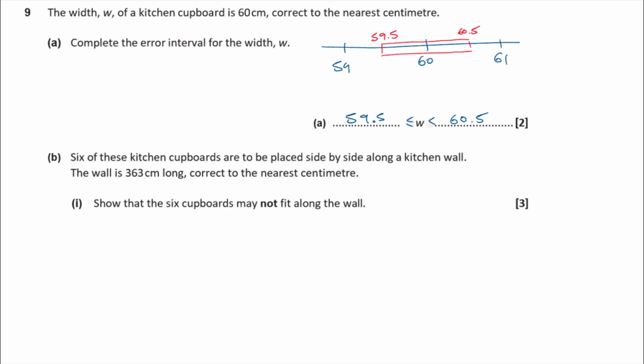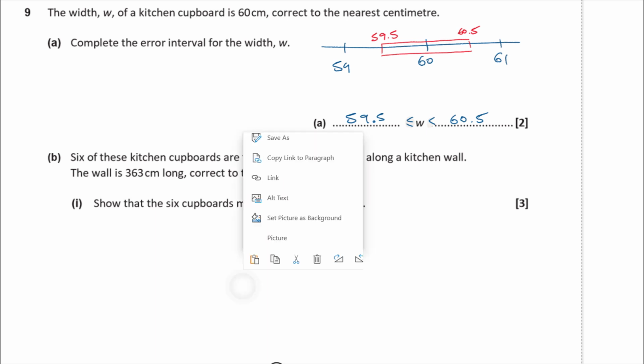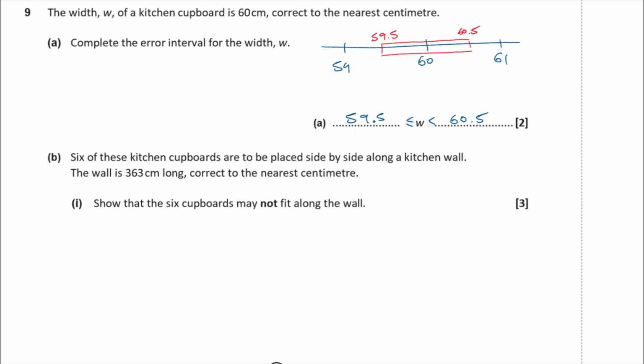Right, 6 of these kitchen cupboards are to be placed side by side along a kitchen wall. The wall is 363 centimeters long, correct to the nearest centimeter. Show that the 6 cupboards may not fit along the wall. Okay, well, they might not fit along the wall if we use the smallest possible length of the kitchen wall with the largest possible size of the kitchen cupboards. So that's what I'm going to look at, I think.